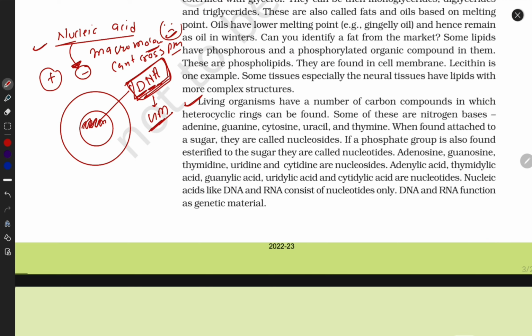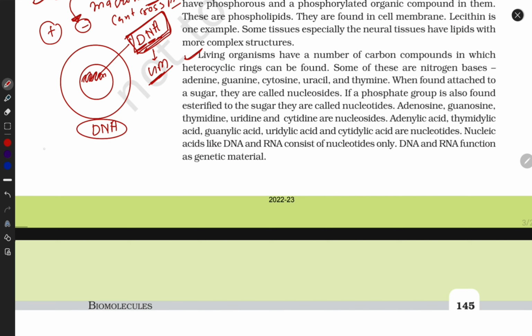What is the composition of DNA? Guys, DNA is made up of three things. The first thing is the phosphate group. The second thing is sugar, pentose sugar, and the third is nitrogen base. Phosphate group, pentose sugar, and nitrogen bases like adenine, guanine, cytosine, thymine, uracil.